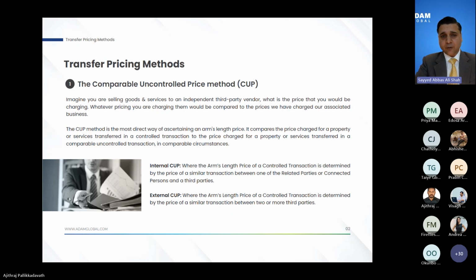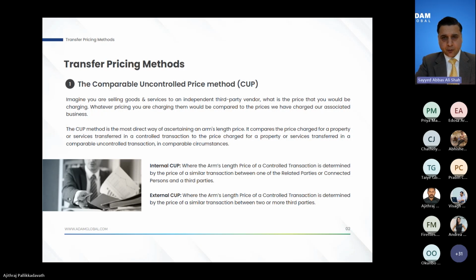Uncontrolled price method, we have to make sure it's uncontrolled, right? And to have an uncontrolled price method, we will be looking at internal CUP and external CUP. These are the two ways, kind of subsections within CUP, which would help us come up with a reasonable price comparison, okay? So imagine you are selling your goods or services to an independent third-party vendor. What is the price that you would be charging? Let's take that price, and then whatever price you have already charged your related party, let's compare it with that and see how reasonable that price was, right? Now, the CUP method is the most direct way of ascertaining an arm's length price, okay?